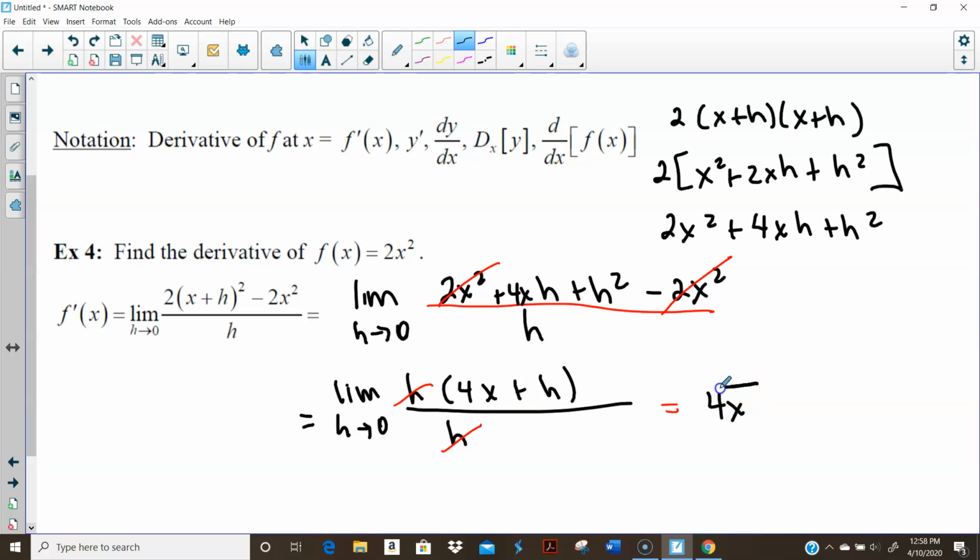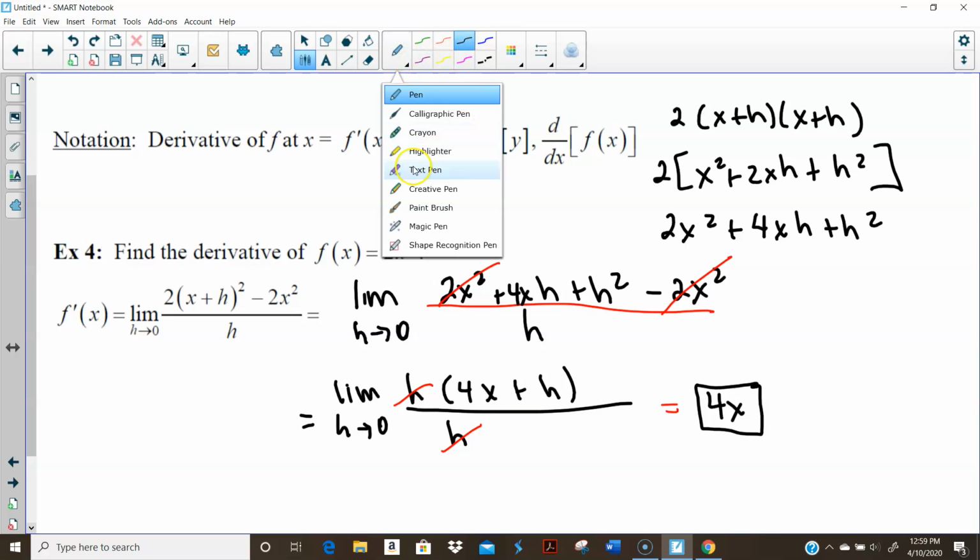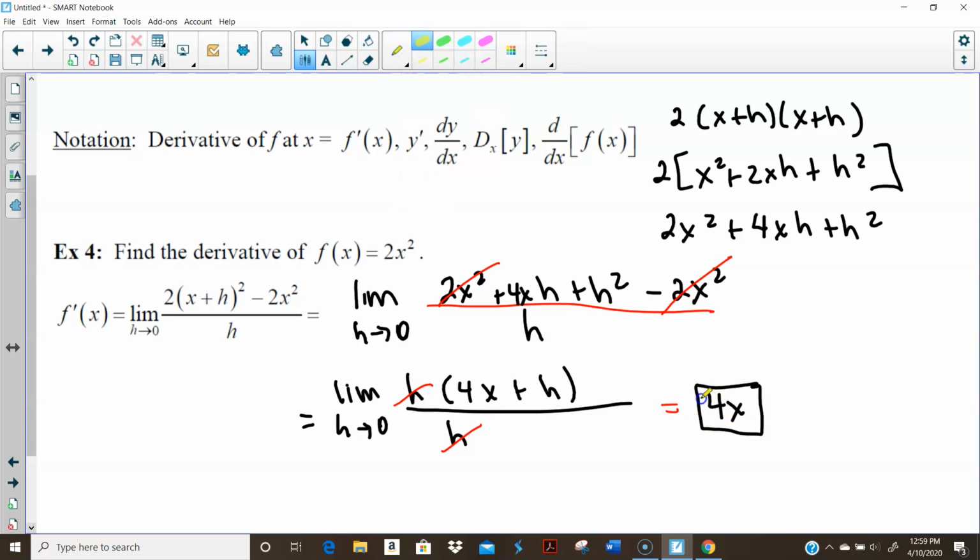Now, I would use 4x to find the instantaneous rate of change at any point on this parabola. Because they didn't give me the point, I just found the derivative. So the derivative is 4x.